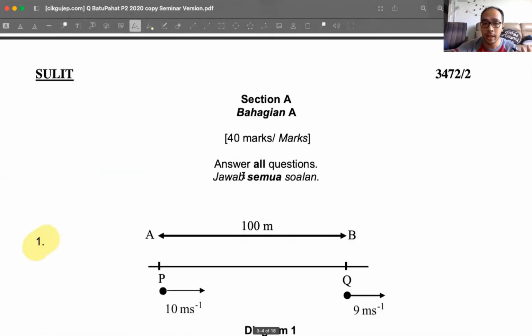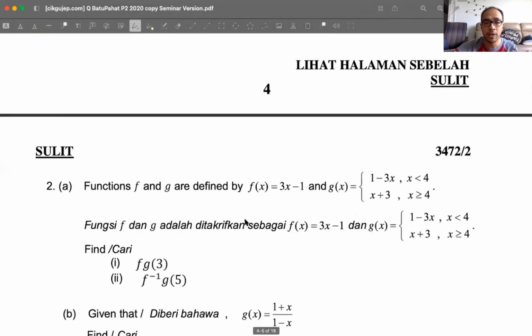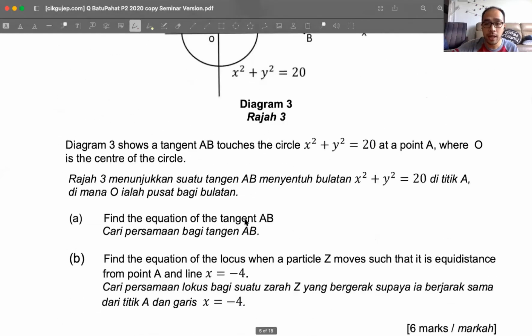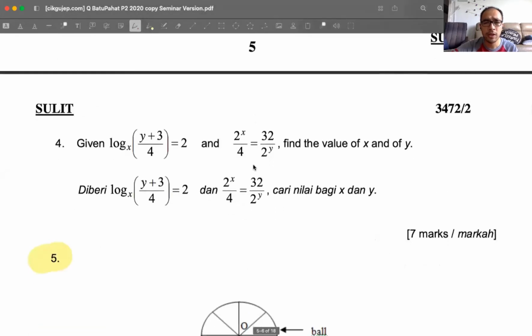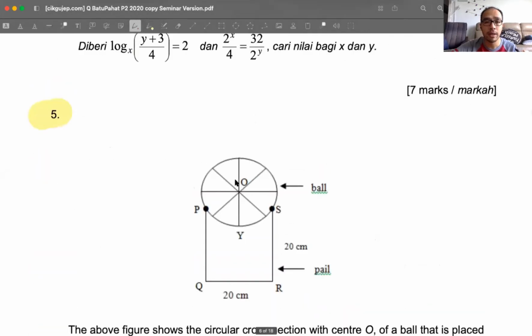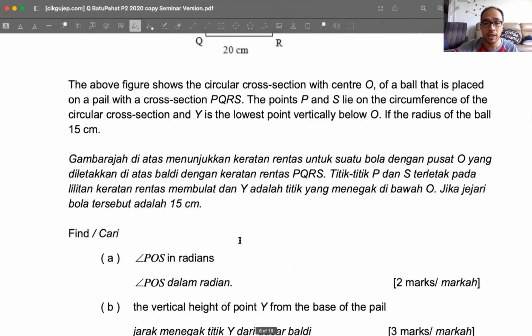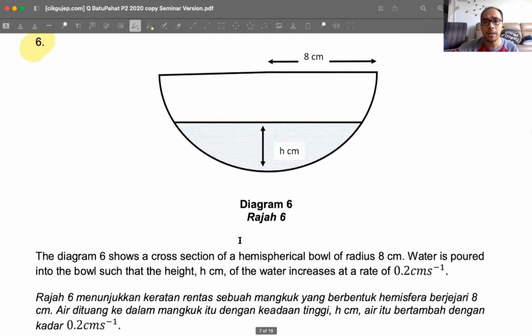Okay, this is section A. And we find that question 1 is this very strange question. Then question 2 is function. Question 3, this looks like coordinate geometry. Question 4, this looks like log, because you see that a log this and log that, right? Question 5 is a circular measure. And then question 6 is differentiation. So you're like, where is the simultaneous equations question in this question?